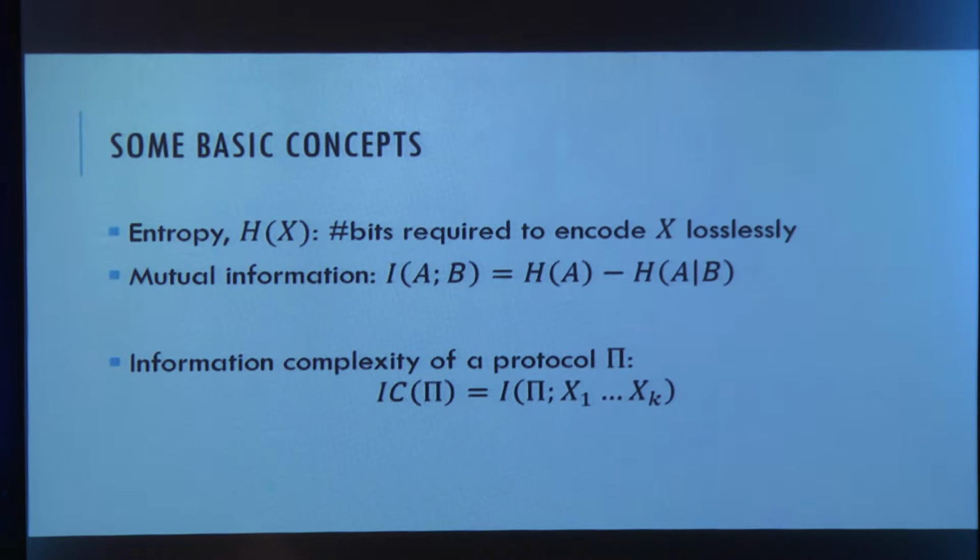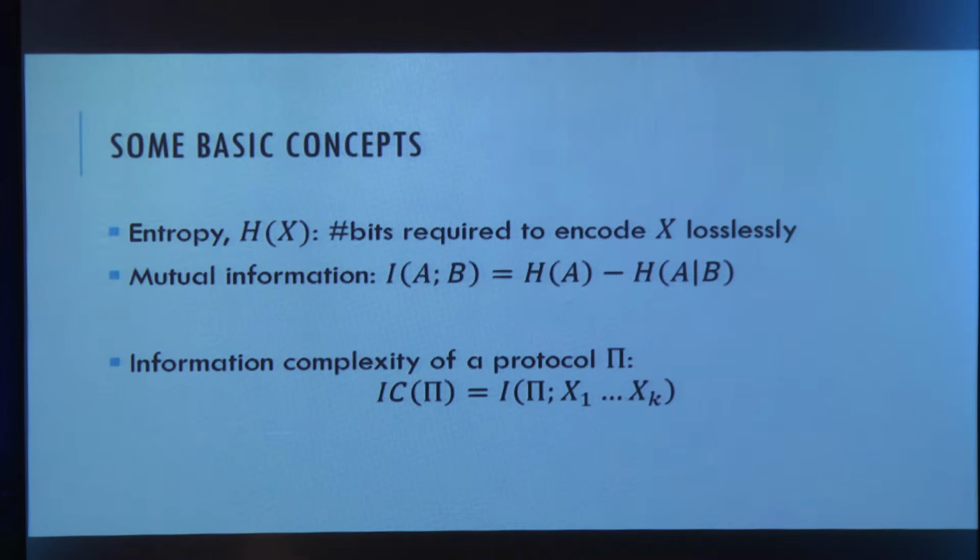And the way we're going to measure information complexity is just to say, let's say I have a protocol Pi and I run it. The players talk to each other. They had some inputs. Initially, I knew nothing about these inputs. Only the players knew them. And now I got to observe the transcript of the protocol. And I'm going to ask, how much did I learn about the inputs? This is called the information complexity of a protocol.